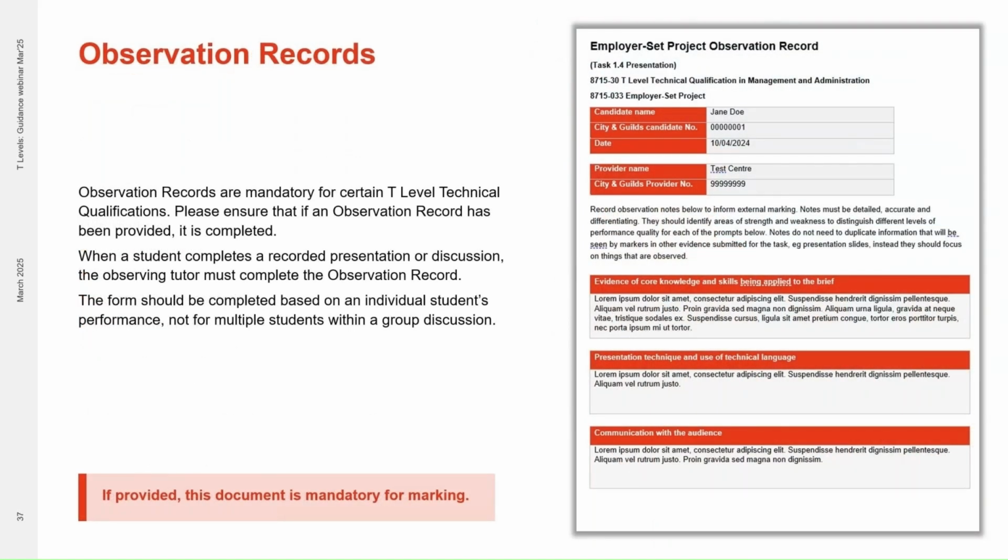Observation records are mandatory for certain TQs or T-level technical qualifications. Please ensure that if an observation record has been provided, it is completed. When a student completes a recorded presentation or discussion, the observing tutor must complete the observation record. The form should be completed based on an individual candidate's performance, not for multiple candidates within a group discussion. And please note that if provided, this document is mandatory for marking.